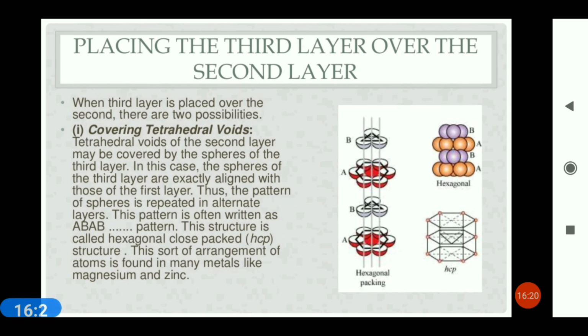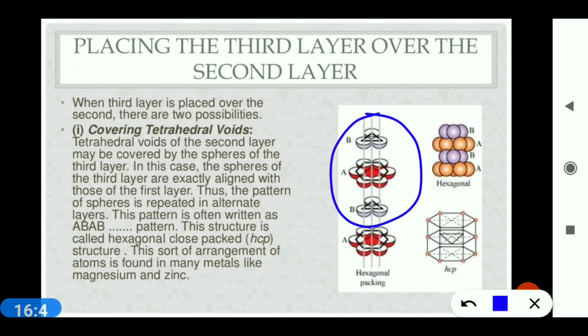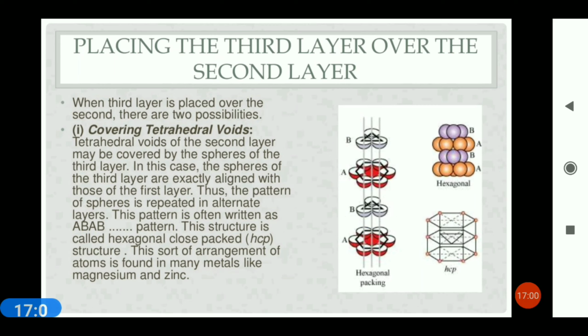Now, placing the third layer over the second layer. Here you can see the diagram so that you will come to know about the neighboring atoms or the coordination number. In NCERT also a diagram is given, so you have to imagine how the arrangements of the layers are possible. So for example, if a void is there, you imagine the void here. So how many particles are there? You can see 3, 6 and 3. So a total of 12 are there. So the coordination number will be 12.